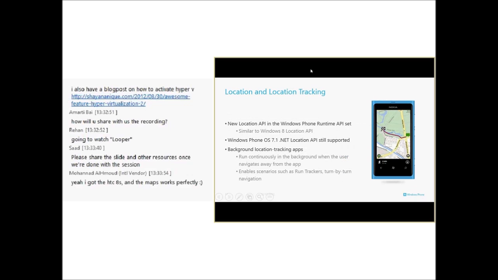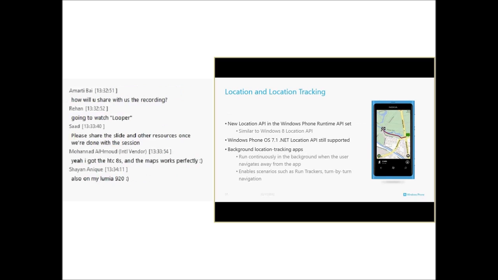Okay, so location. We've got a new location API in the Windows Phone runtime, similar to the Windows 8 location API. So if you work with the Windows 8 location API, you'll find a lot of similarities between them. The Windows Phone 7.1 .NET location API is still supported. You can use background location tracking apps that run continuously in the background when the user navigates away. You can run trackers and turn-by-turn navigation, so that would enable such scenarios.